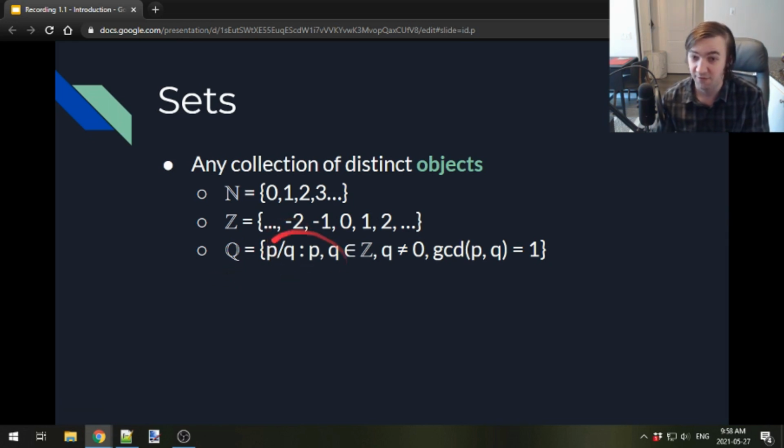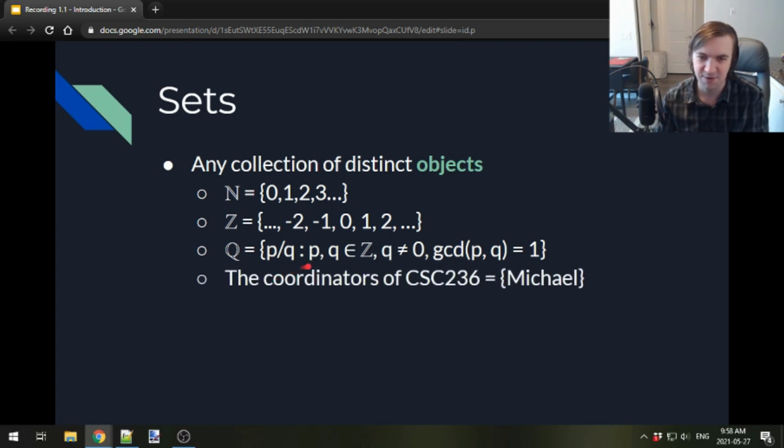Now, these sets all have lots of different values. Sometimes your set only has one value. For instance, who are the coordinators of CSC236? It's me. It's just me. There aren't any other professors who are coordinating the course specifically.